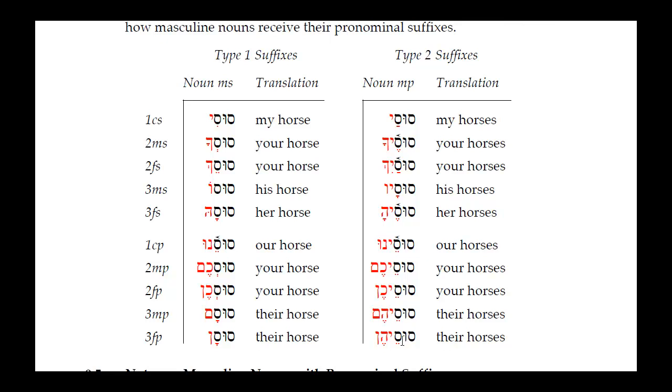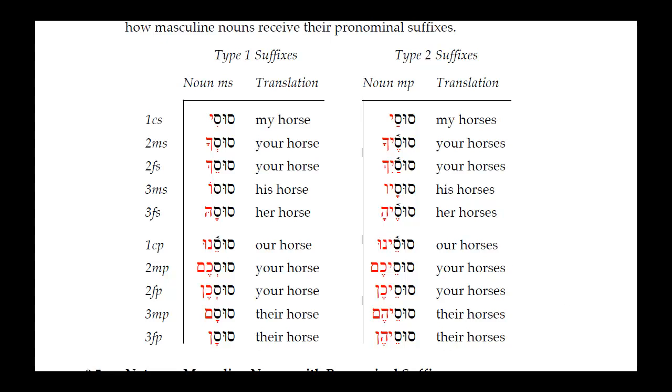Susehen is their horses, feminine here. So those written in red highlights show you that these are the pronominal suffixes attached to the nouns here, showing possession. And as you can see, the yod is pretty much consistent throughout these pronominal suffixes.